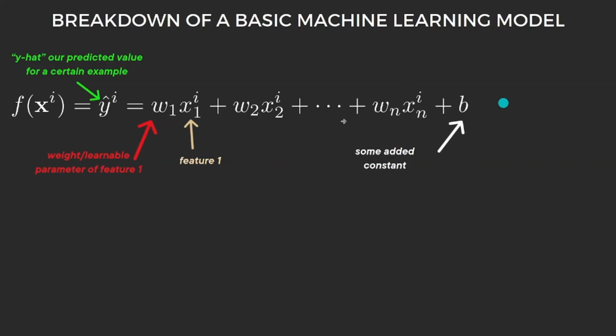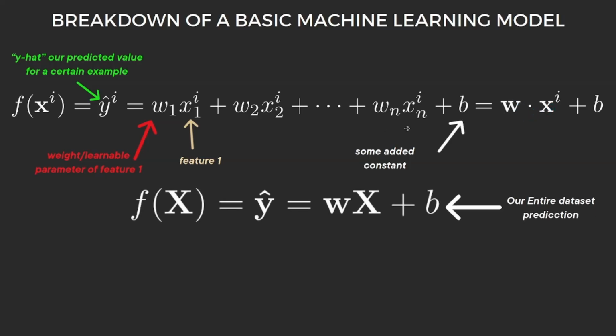Now, we also add some little constant at the end, and we can really turn it into a vector if you know linear algebra. This is just a simple dot product. So this is our entire data set in one prediction. We don't really do this that much, but I think it just shows how there's a lot of linear algebra behind all this.